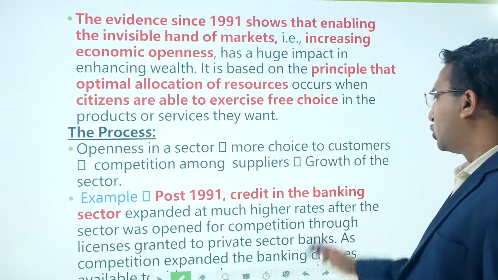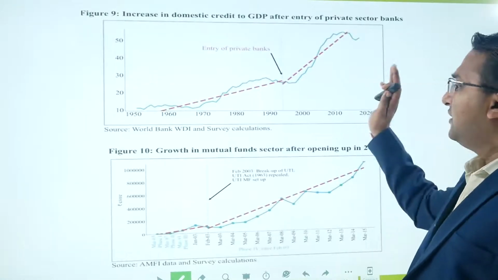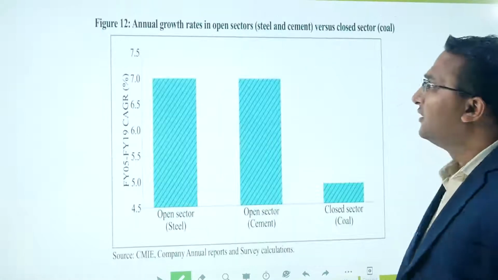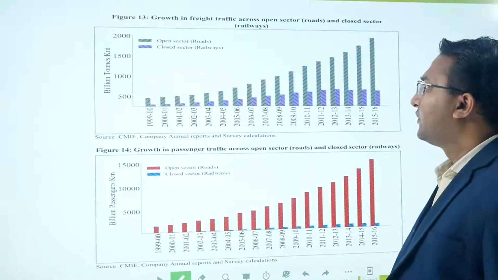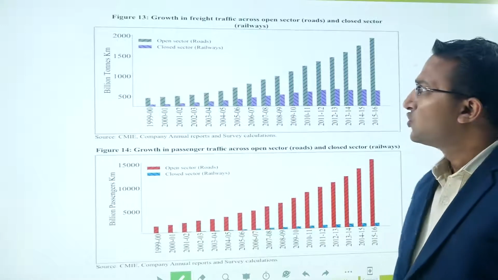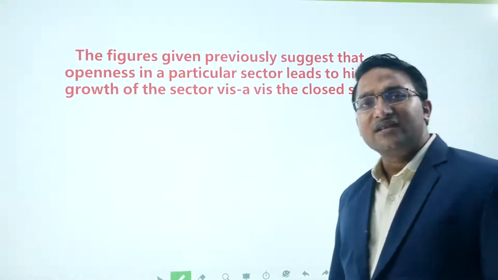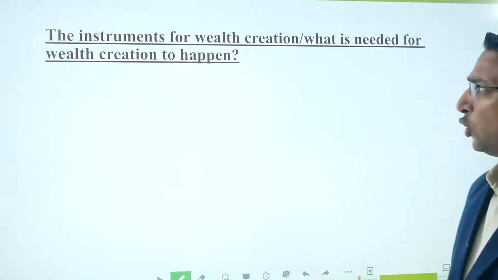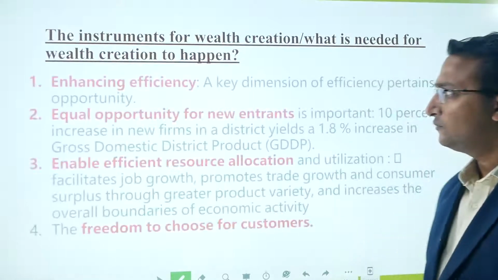We can see it in the growth of banking credit, and in the growth of the mutual fund sector after 2003, growth of the steel and cement sector, and railway versus roadway, right? So in every sector we can see those sectors which are open, they are growing very fast as compared to the closed ones. What are the instruments for wealth creation?